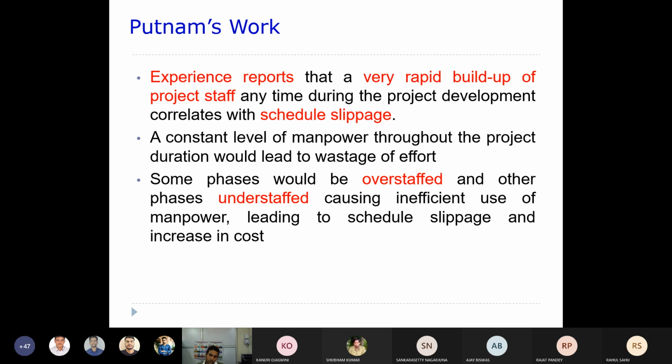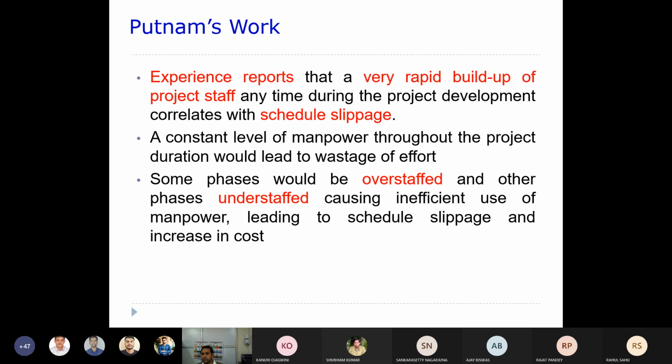Maybe it will happen like this. During the design phase you require maybe 1,000 people, but you have not recruited 1,000, you have recruited 500 people. But during testing, you have recruited 1,000, but the requirement is 500. What will happen? We are not managing the staff properly, so as a result, definitely we are not able to meet that deadline.